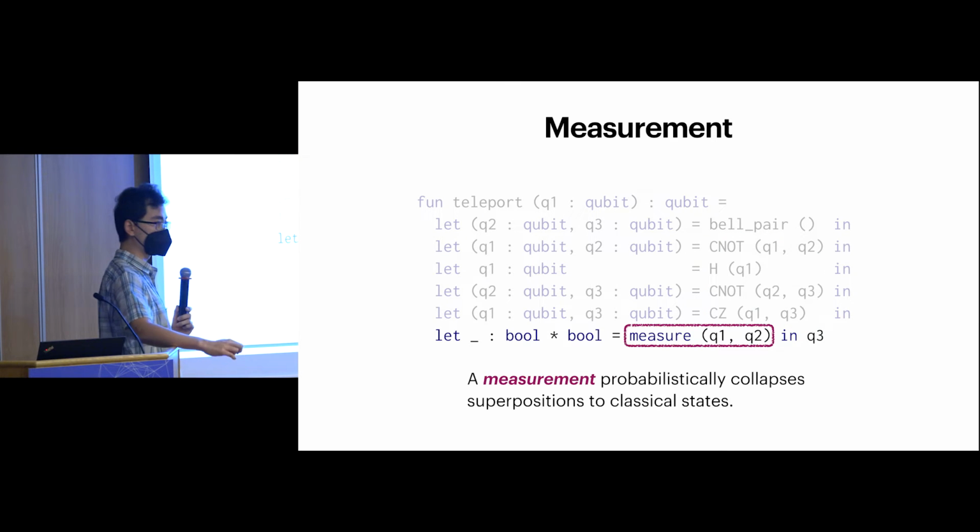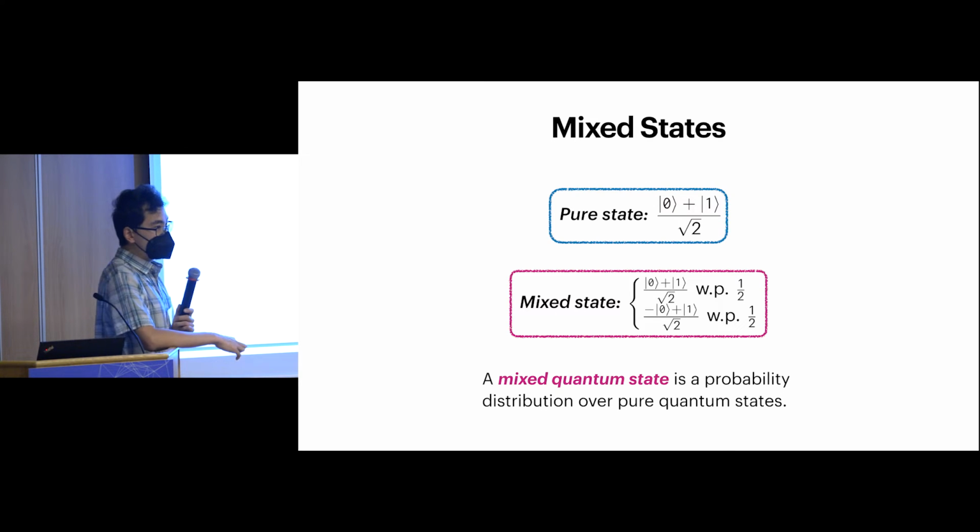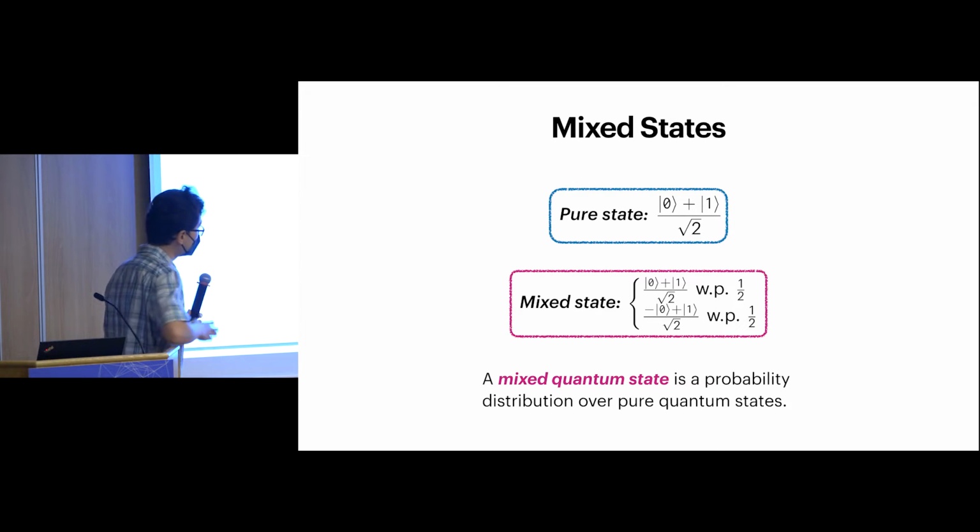And of course, the final step is measurement, which is a probabilistic operation that collapses superpositions down to classical states. When you measure a superposition with some probability, you get one of the classical states stored in that superposition. Specifically, the results of a measurement can also be modeled as a state. We call it a mixed state, which here I'll just define as a probability distribution over pure states. So, whereas the input of our example was a pure state, the buggy output of our example is a mixed state.